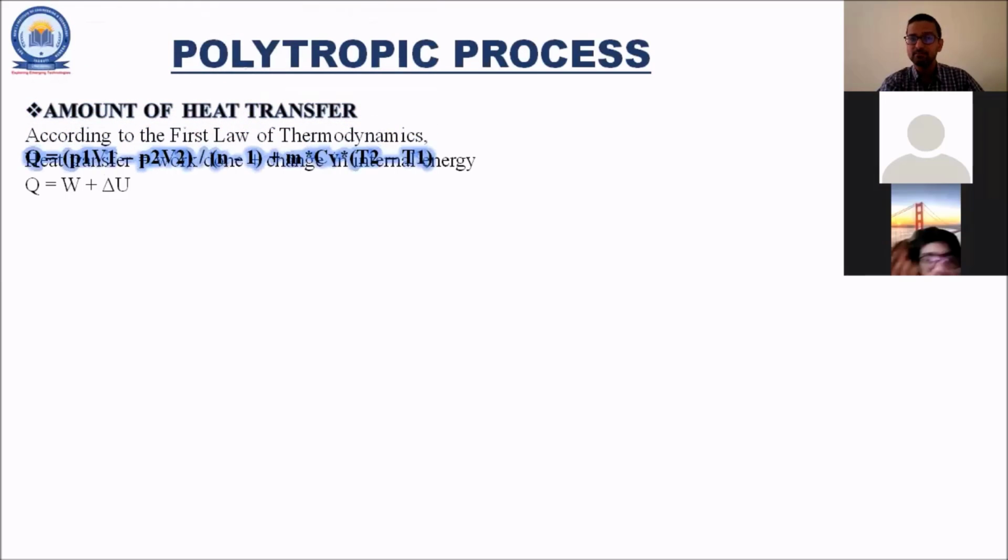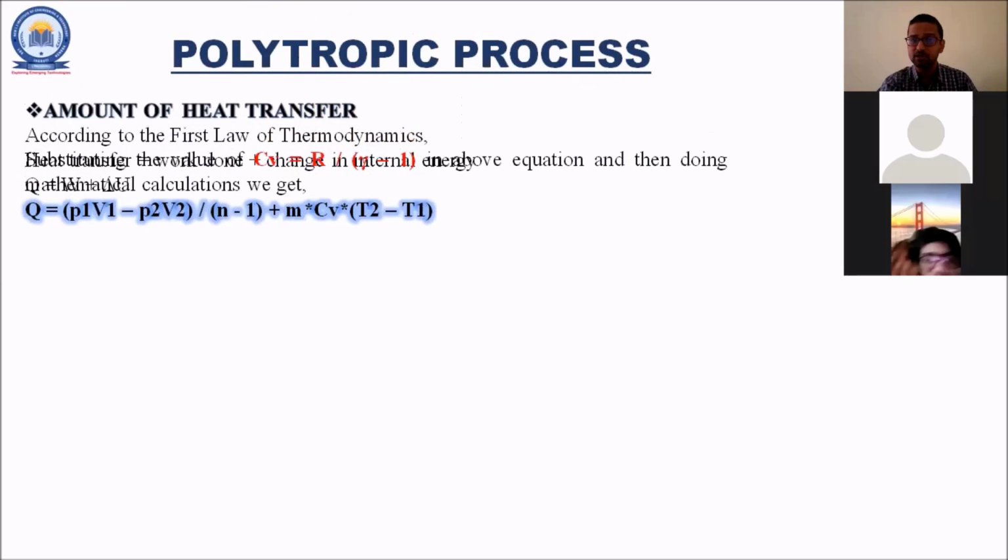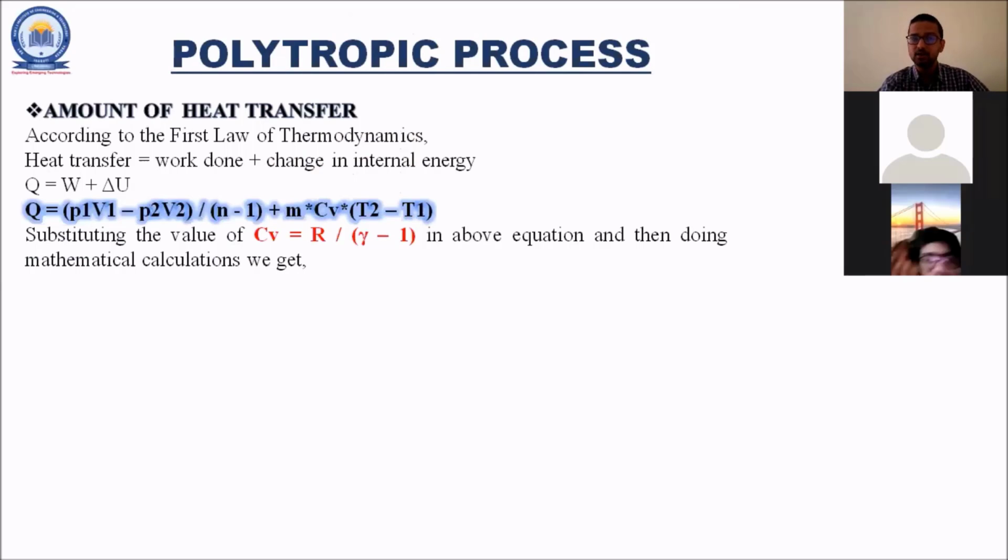According to the first law of thermodynamics, Q is equal to delta U plus W. Substituting the value of W and delta U. Now in place of Cv, I am substituting R upon gamma minus 1. Then expanding the brackets, cancelling the common terms, taking the common terms on one side, you will get this answer, that is Q is equal to (gamma minus n) upon (gamma minus 1) into (P1V1 minus P2V2) upon (n minus 1).